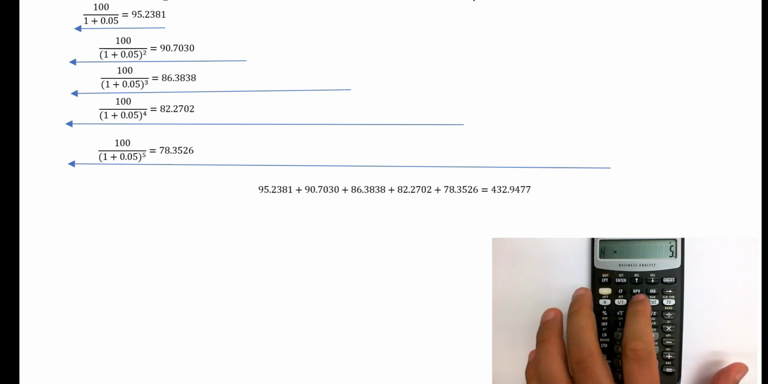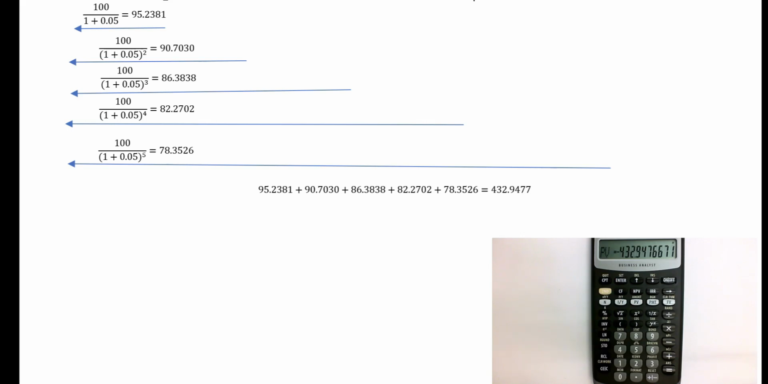And then 5% as the I/Y, which is the interest rate, and 5 as the number of years. And then CPT, the PV, to calculate the present value. In the end, you are going to get 432.95 as the present value of this annuity.